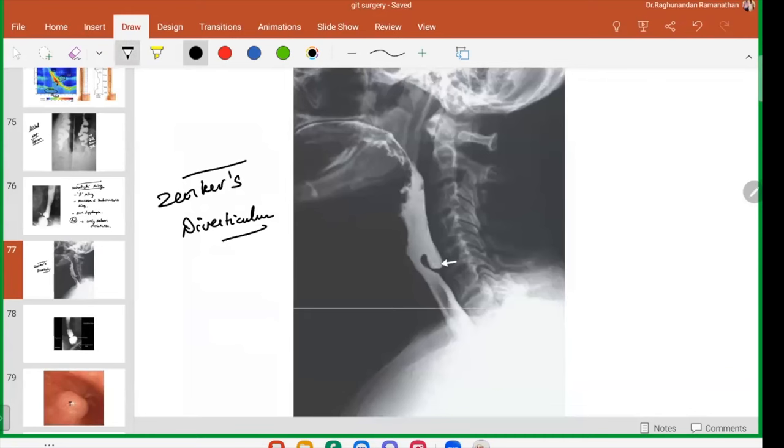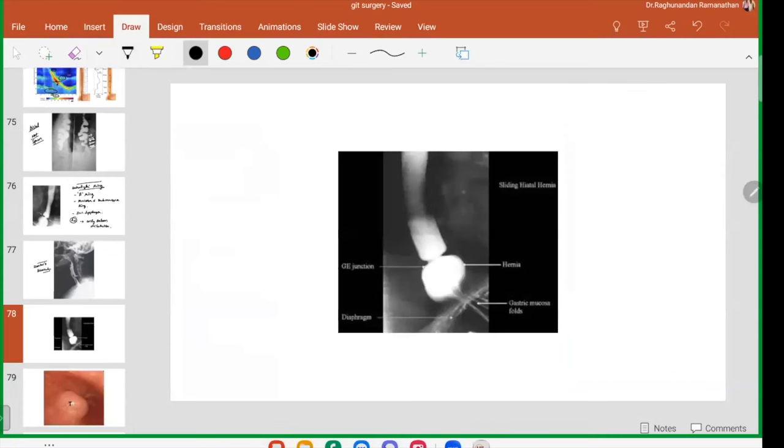And can you see here? Yes. And what is this? At the GE junction, you're going to have, yes, this is your sliding hiatal hernia. This is the most common type of hiatal hernia, the sliding type of hernia.